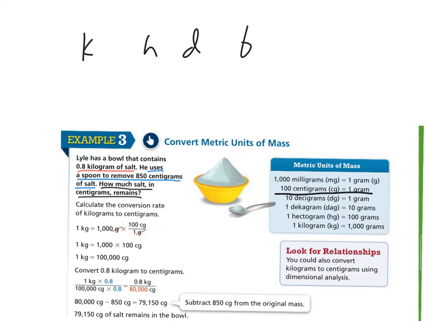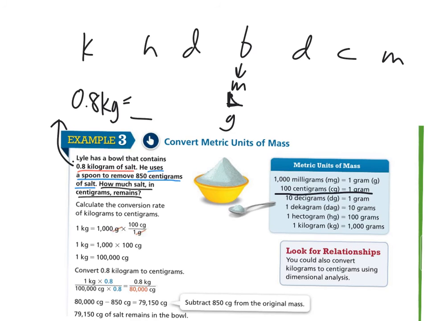So King Henry died by drinking chocolate milk. So we know kilograms that we had to start with. And we want to see how many centigrams that is. So for this, getting from kilograms to centigrams, we have to move 1, 2, 3, 4, 5 places to the right.